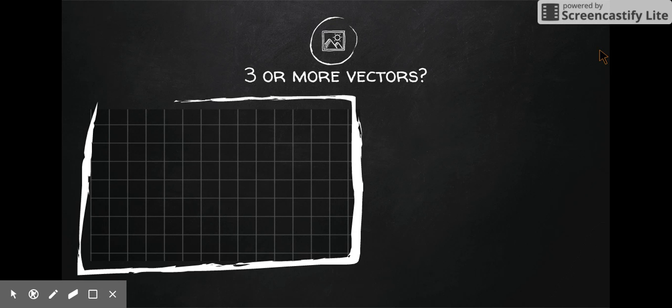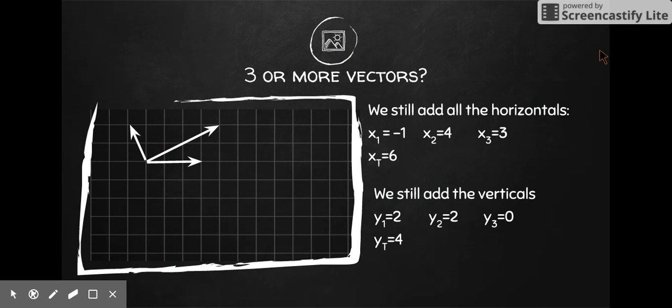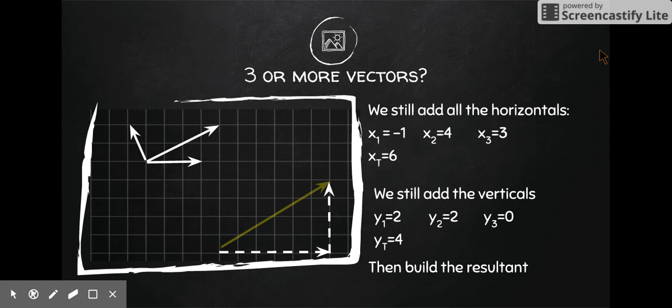What if you have 3 or more vectors? Well, you solve it the same way. It looks more complicated because there's more lines on the paper. The process is the same. We'll add up all the horizontals. My first arrow goes left 1, my second arrow goes right 4, and the third arrow goes right 3. An overall horizontal movement of 6. Then we add the verticals. The first one has a vertical of 2. The second one also moves upward 2. The third one doesn't move upward at all. So my total vertical is 4. Then I'm going to draw a new resultant. Go over 6, up 4, draw my arrow.